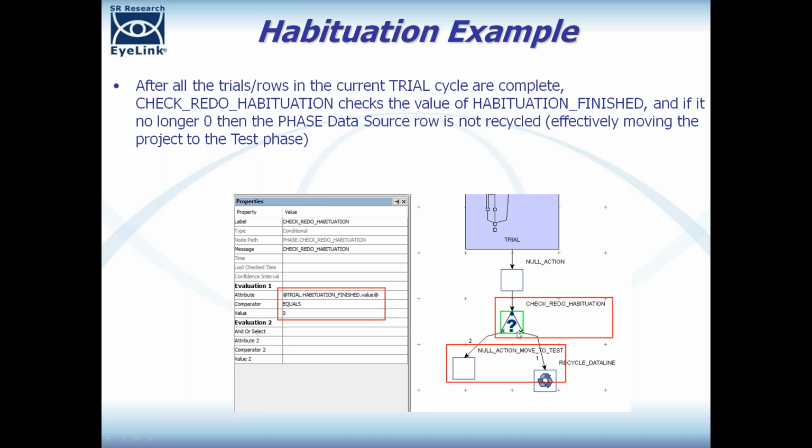And in this case, it's not going to be equal to 0. In all of the initial rounds of the habituation procedure, remember it's going to be equal to 0 because we haven't updated it yet. In that case, we keep just recycling the outer phase sequence. But if it's not equal to 0, then we're going to do nothing, which effectively moves us on to the test phase because we're going to advance one row of the phase sequence data source.